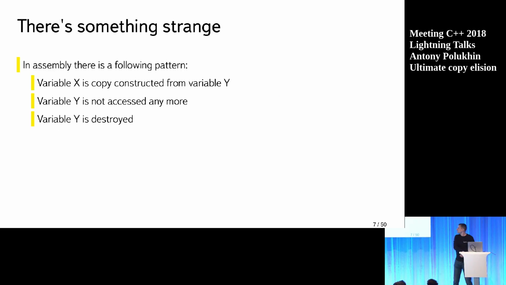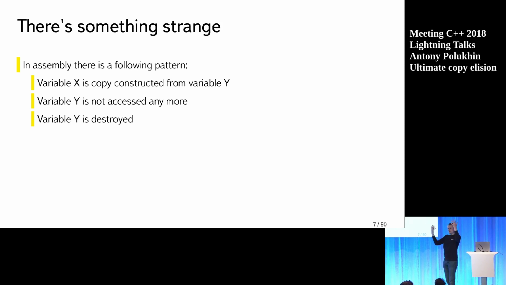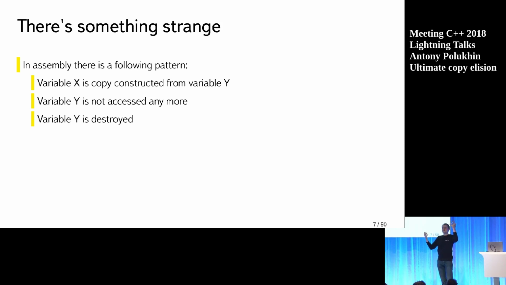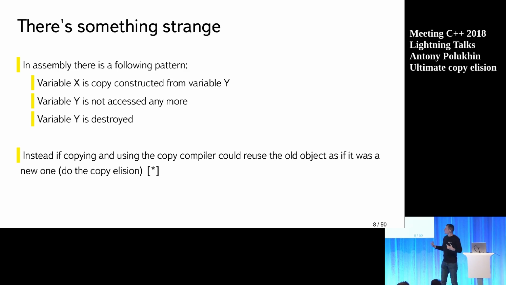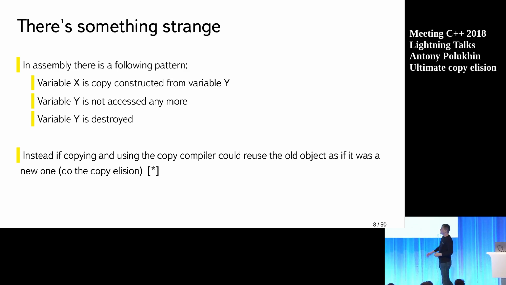And that's basically the whole idea. If we've got a variable, we move construct or copy construct from that variable and don't use that variable anymore, well, then we don't need a new variable. We can reuse the old one. That's mostly the idea. And what I'm proposing to the C++ committee is to allow this optimization.